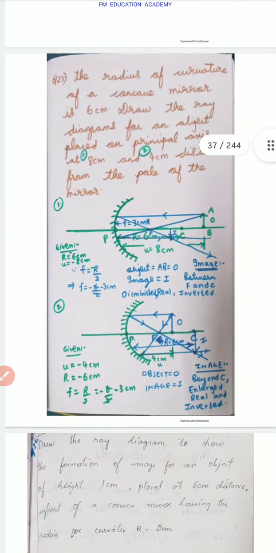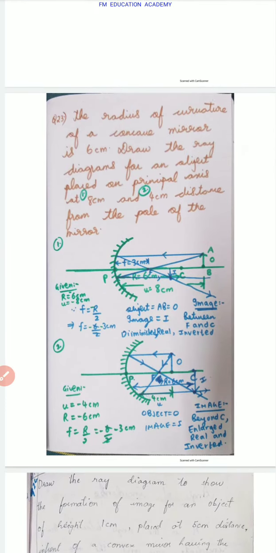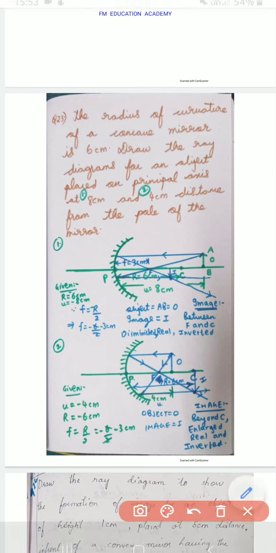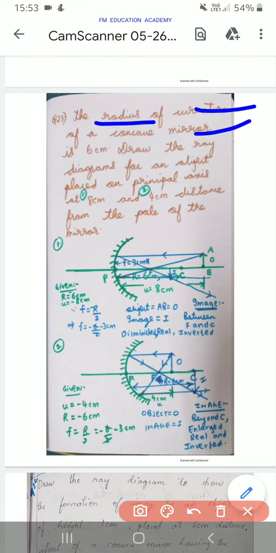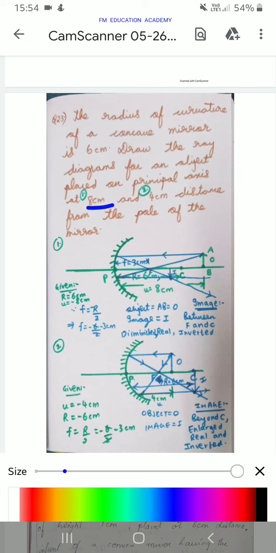Next, this question is also important. I'll explain this since it is a problem. The radius of curvature of a concave mirror is 6 centimeter. Draw the ray diagram for an object placed on the principal axis. Two cases are there. This question was asked in the 2019 board exam question paper. So the object is placed at 8 centimeter in one case and at 4 centimeter in the other.